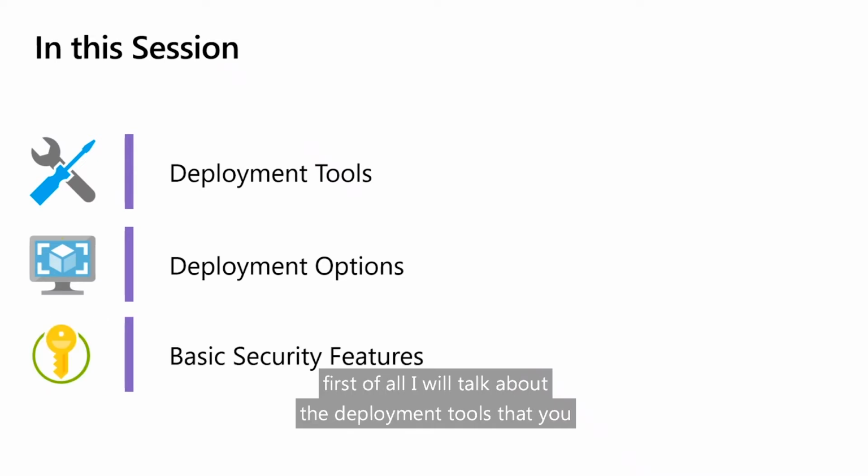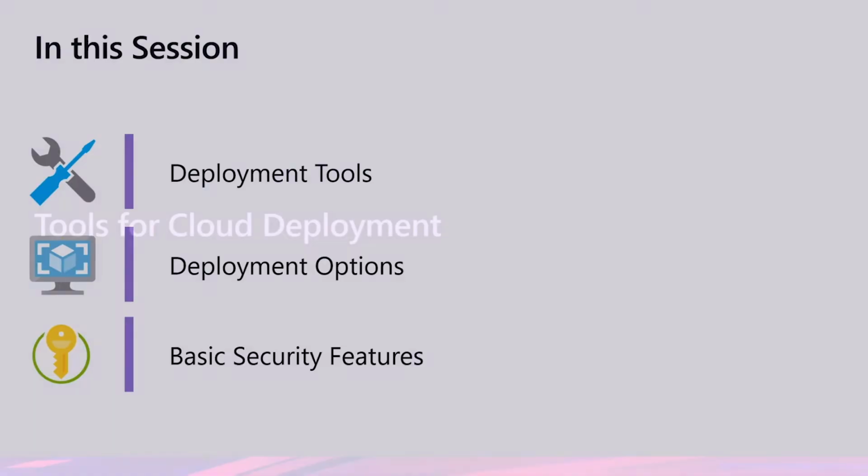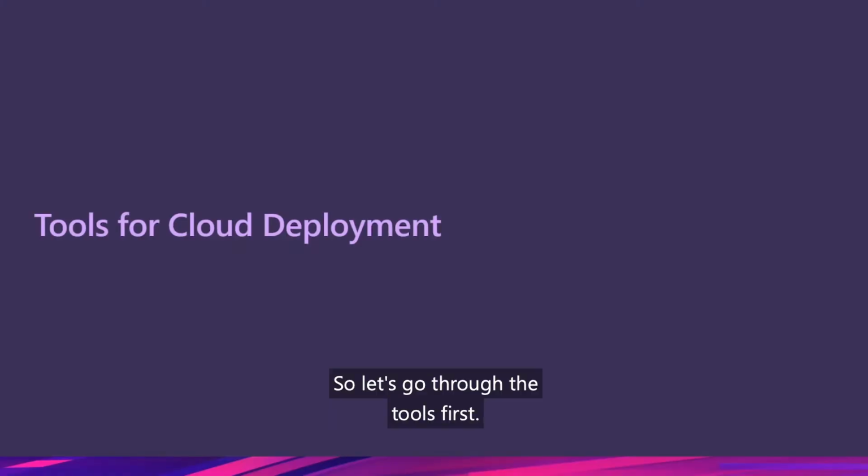So this will be a quick agenda for today's sections. First of all, I will talk about the deployment tools that you can make use of when developing or deploying your apps to the cloud, and then the different kinds of deployment options, such as hosting your application directly as a VM or hosting it as a container on Azure. And then I'll also include some security features that are pretty important for your application on the cloud. So let's go through the tools first.